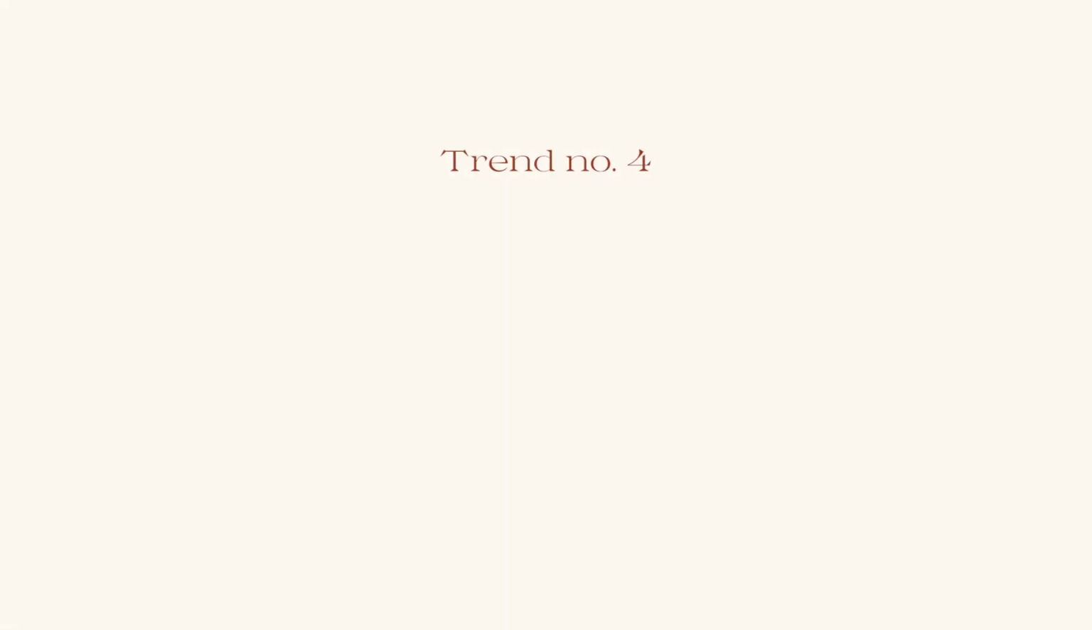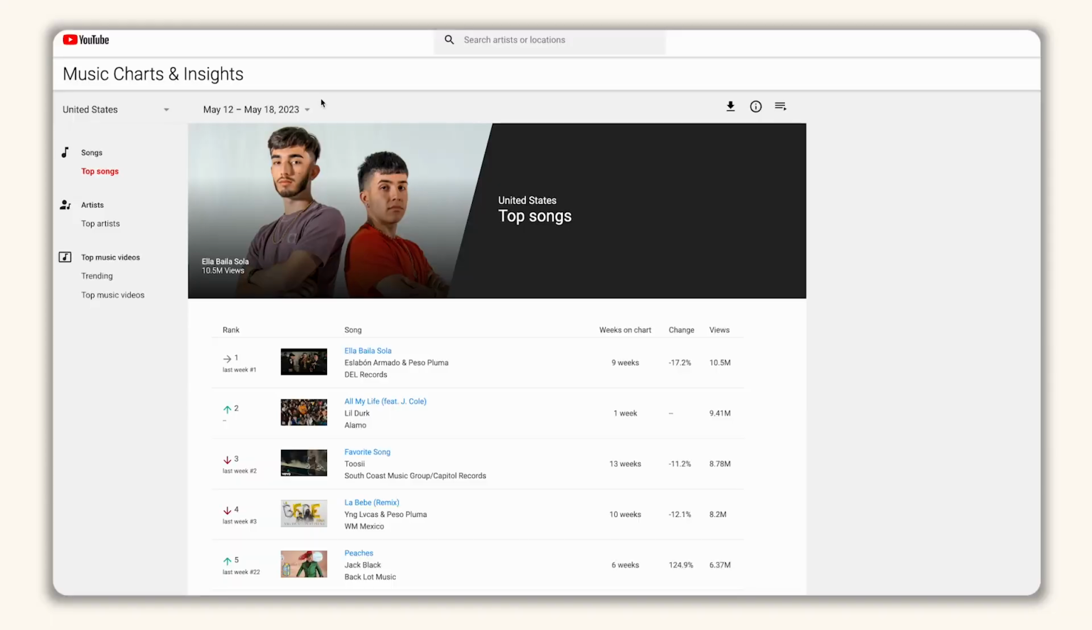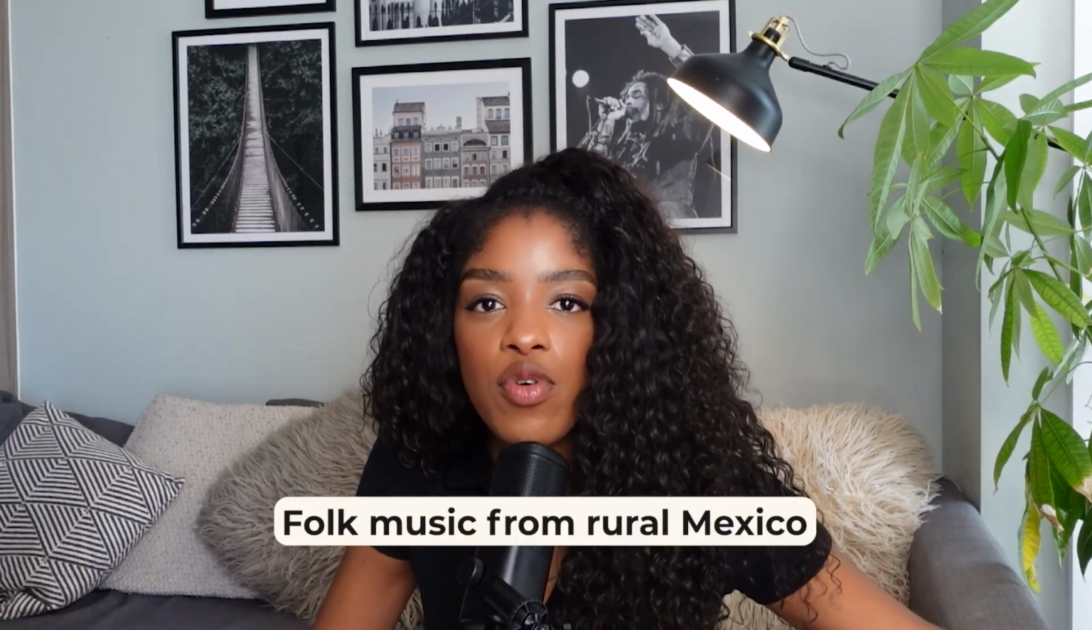All right, so the next trend is called Musica Mexicana. Bit of background. By the second week of May 2023, 25% of US top chart songs were made up of Musica Mexicana. Now, what this tells me is that this genre of music has seen a huge spike as of late. If you're not familiar with this genre, it can be described as folk music from rural Mexico.